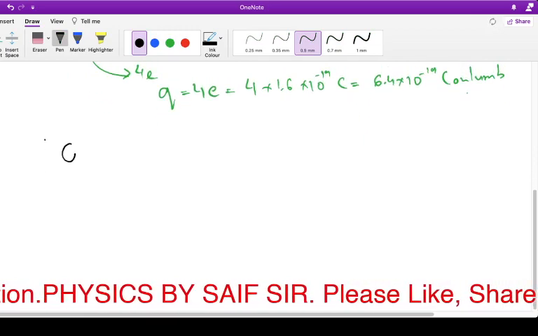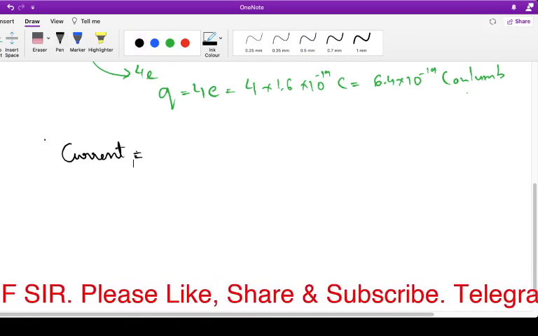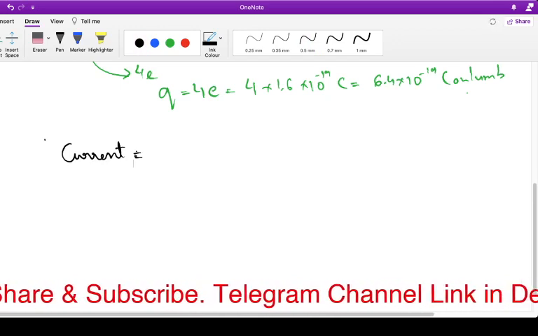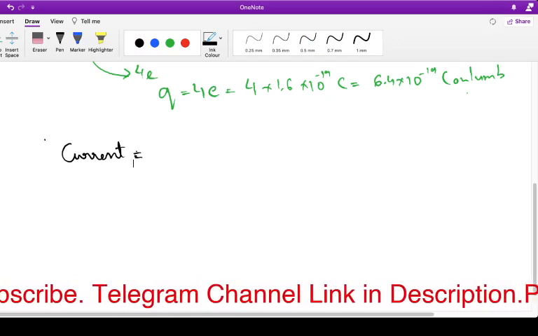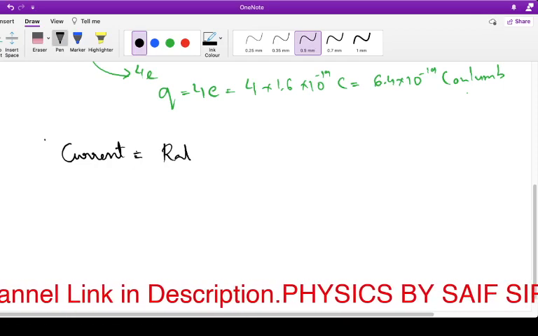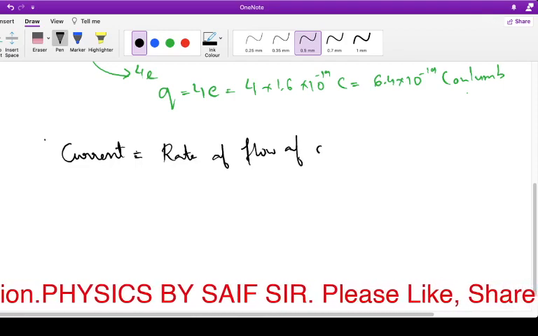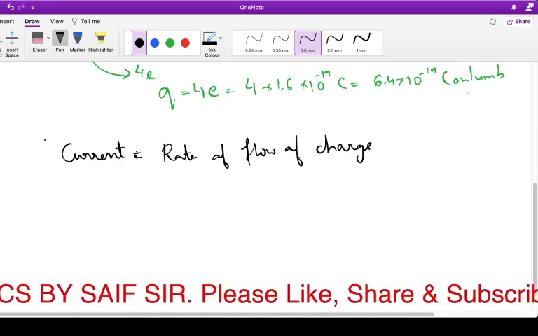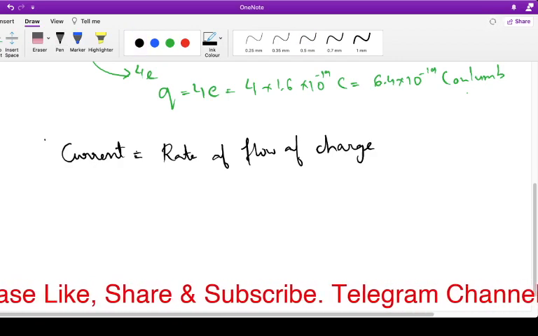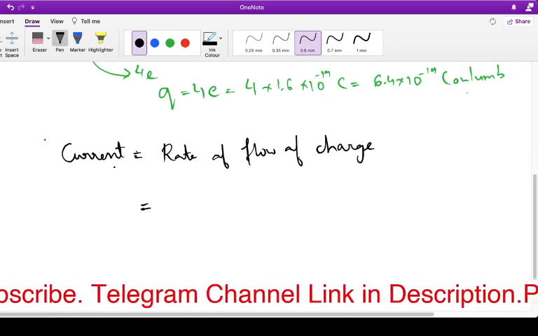The topic is current. We have seen the motion of the charges, but the question comes here: what if there is a rate of flow of charge? What do we call that? Current is the rate of flow of charge. We know there is a motion, but how much is the rate? That is called current.